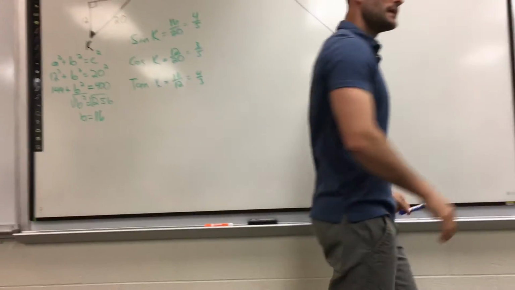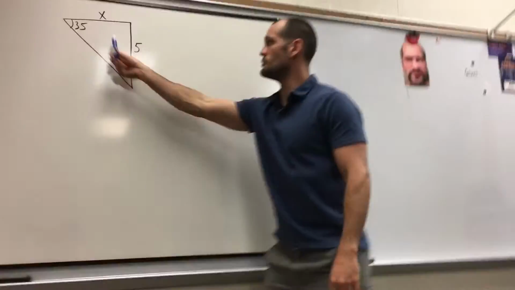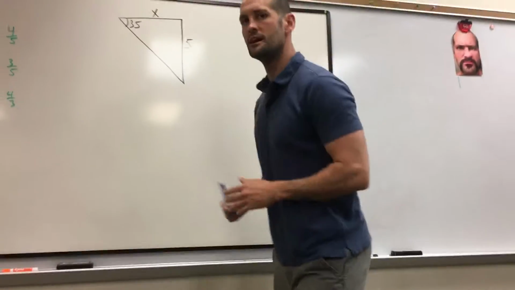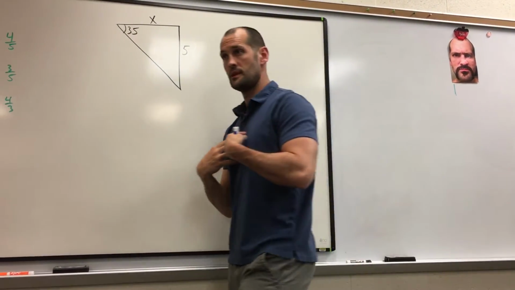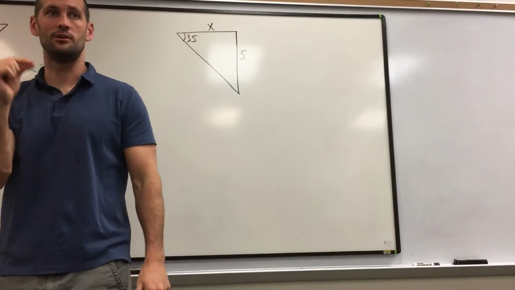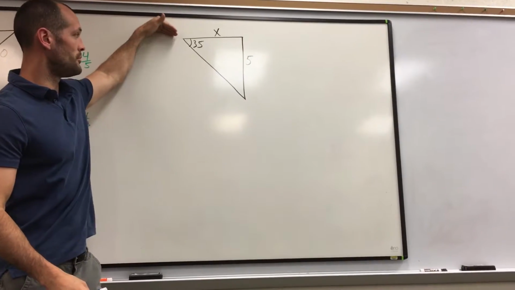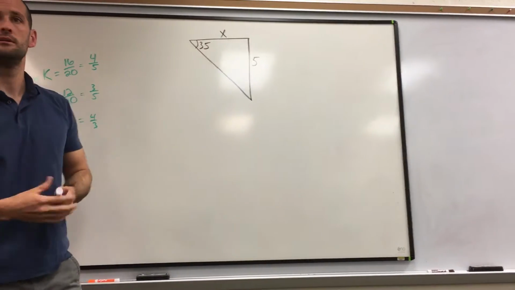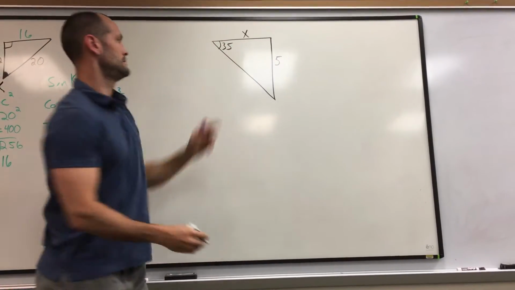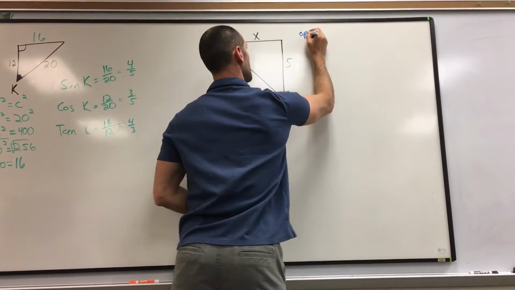Next. Now, step one, when they give you an angle, I need to identify what two sides I've been given information about. So put your eyeball behind the angle, and from this vantage point, what two sides do we have information about? The opposite and the adjacent.